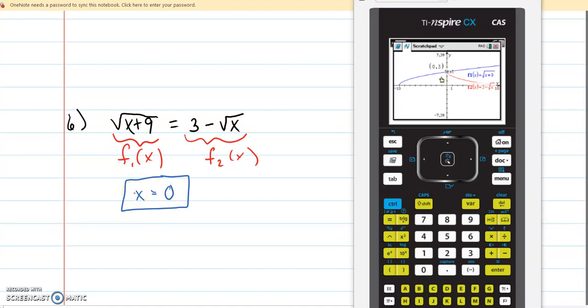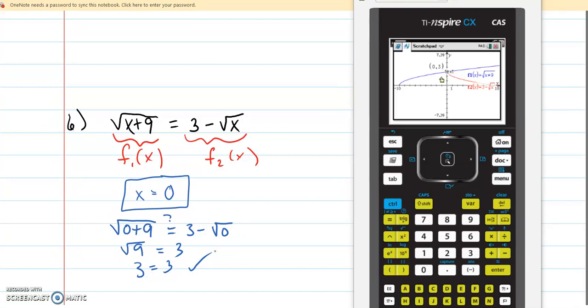If I don't trust my work or trust the calculator, I can go ahead and check it. So the square root of 0 plus 9, is that equal to 3 minus the square root of 0? Well, square root of 9, is that equal to 3? It is. So I know that it works. So the calculator gave me the exact answer. I can go ahead and check everything that I've done so far in the same method on the calculator. But I also think that we should know how to do it algebraically. So here is both methods.